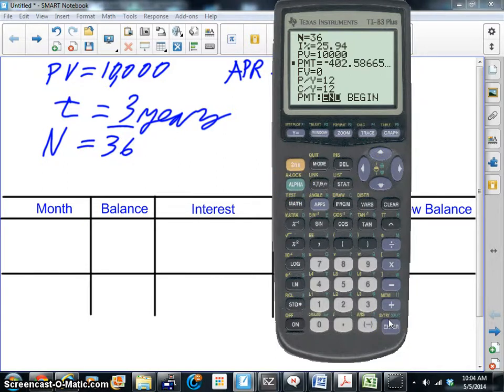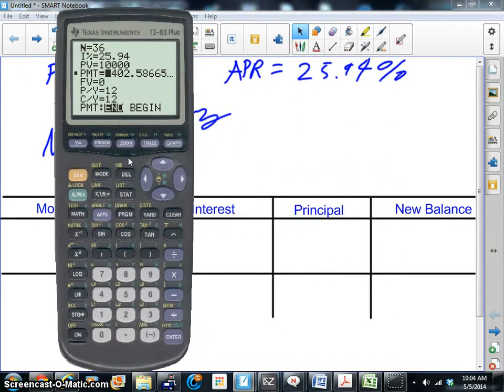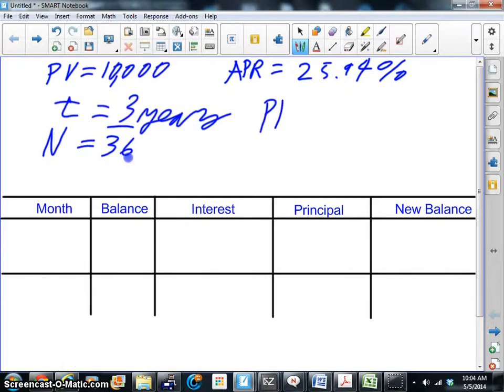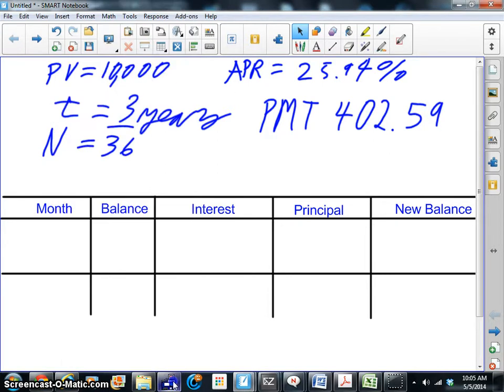And that's $402.59. So the payment I need to make, PMT, is 402.59. Let me double check and make sure. 4259, yes. So this is how you start. Number one, you're going to start out with the months. So we have first month, second month.